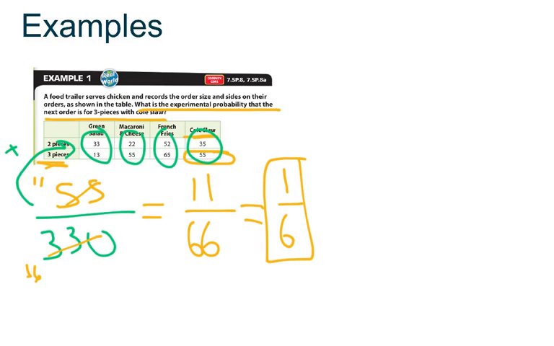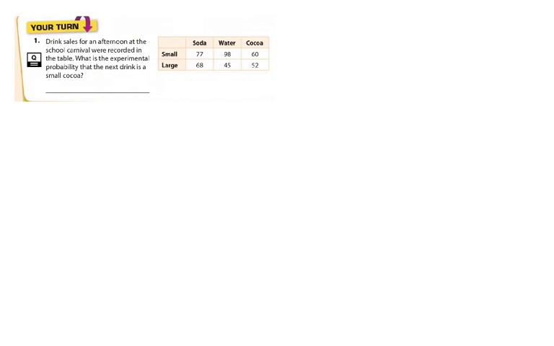Again, what we have to do is focus on the one part of the table or the data where it overlaps, the 2 things we wanted, coleslaw and 3 pieces. Then take that number, put it in the top part of our fraction, add up everything up, and put that in the denominator. Let's look at one more example.